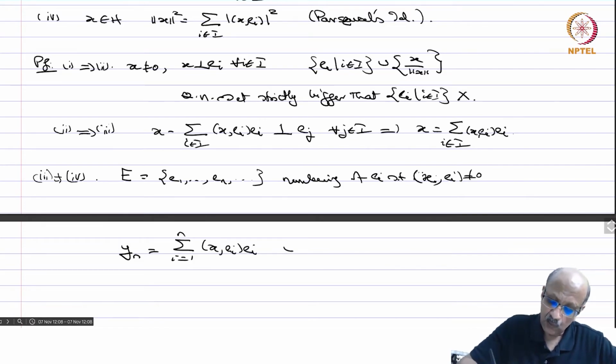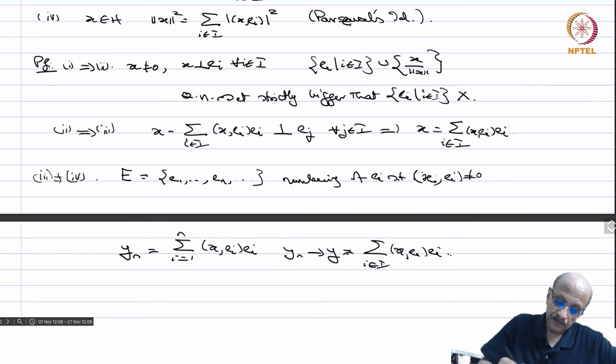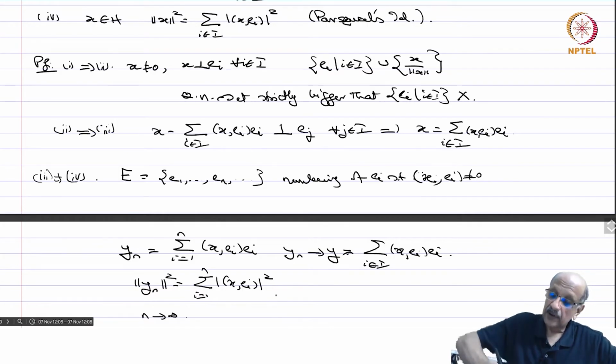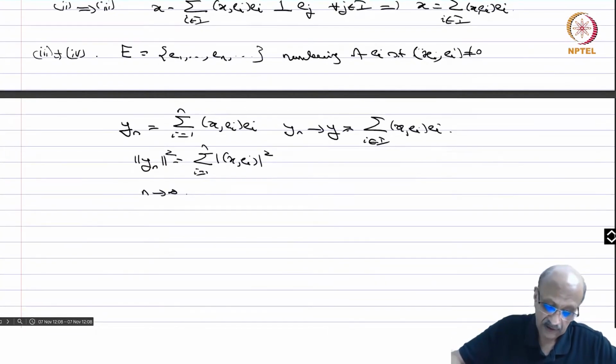Then y_n converges to y in H, which is equal to the sum over i in I of (x, e_i) e_i. That's how we define this sum. So norm y_n squared is nothing but, there are no cross terms because (e_i, e_j) when i is not j is 0. So this is the sum from i equals 1 to n of mod (x, e_i) squared. Now let n tend to infinity and we get 4. So this proves Parseval's identity.